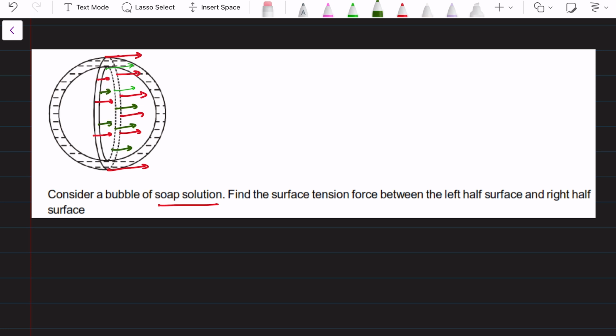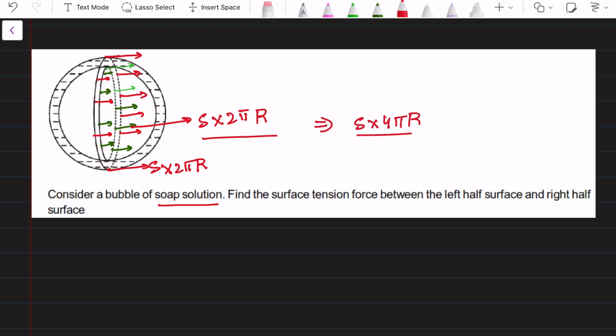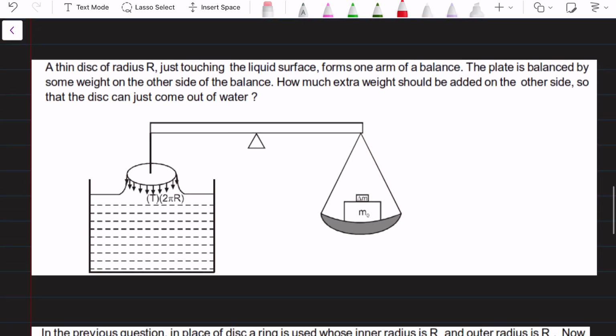Now the thickness of the soap bubble is very small. So the radius of both the surfaces is almost equal. So this one will become S into 2 pi r, and this one also becomes S into 2 pi r. So the total force exerted here comes out to be S into 4 pi r. This is the force exerted by the left half on the right half and vice versa. Take the next question.